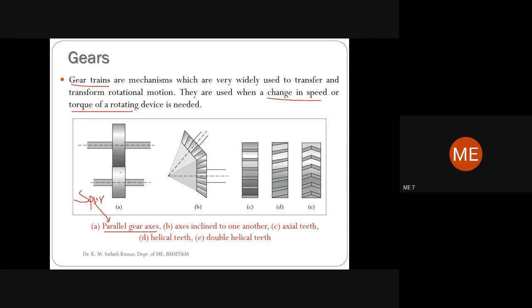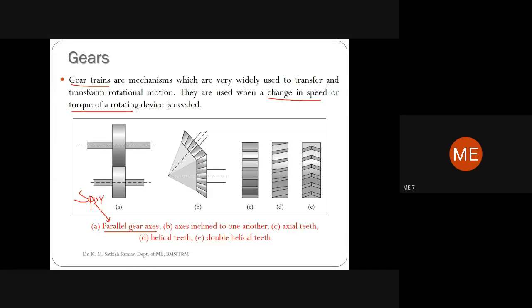The second one is the axes inclined to one another. When there is a transfer of motion from one axis to another axis which is inclined to it, we call it the bevel gear. The second one is the case of a bevel gear. The term bevel gear is used for this condition.